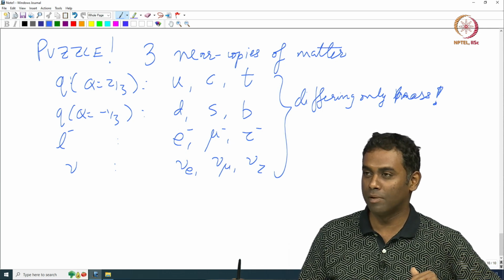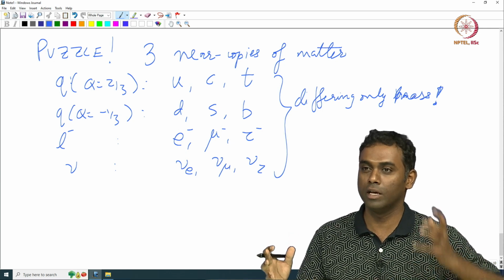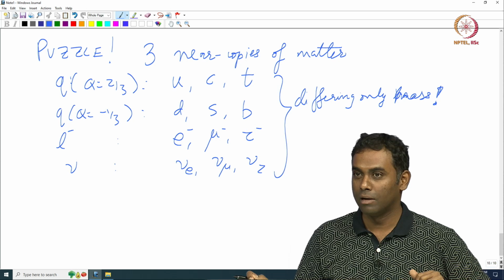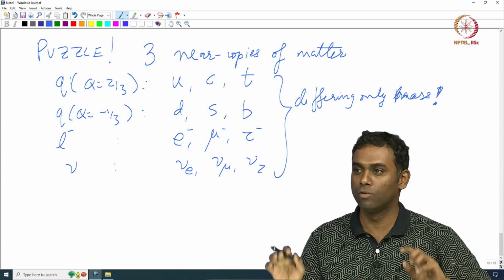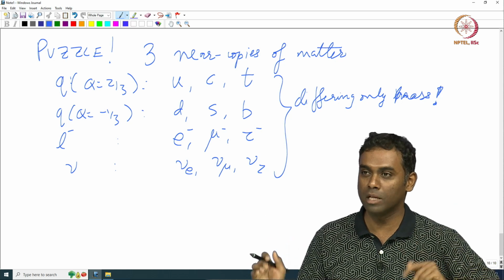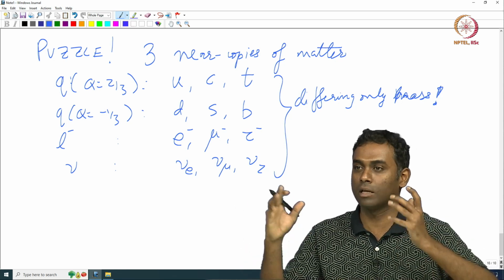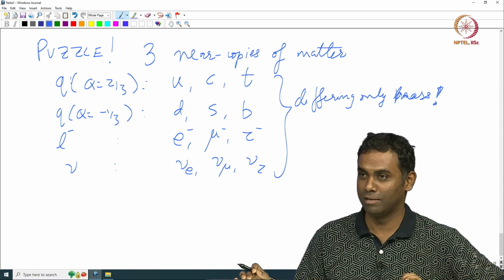There's an even more fundamental puzzle here. You might even ask, why these ingredients? Why Q, U, D, L, E? And why SU3? Why not SU4? Why SU2? Why U1? Because there are so many mathematical groups available. Why these groups and not other groups? That is also a mystery.